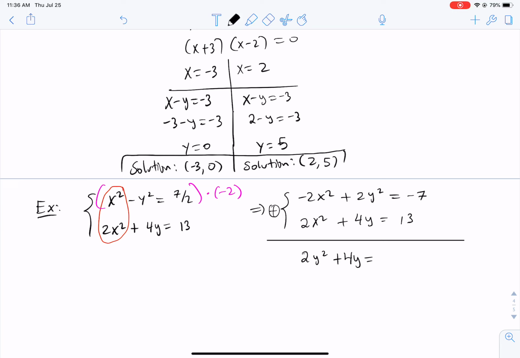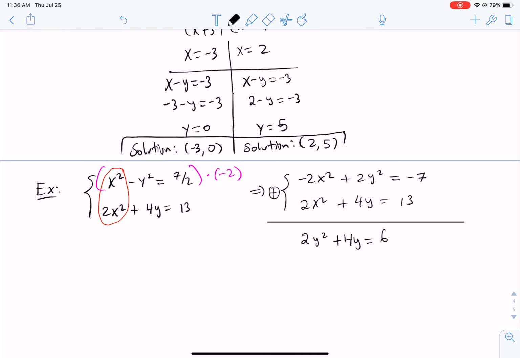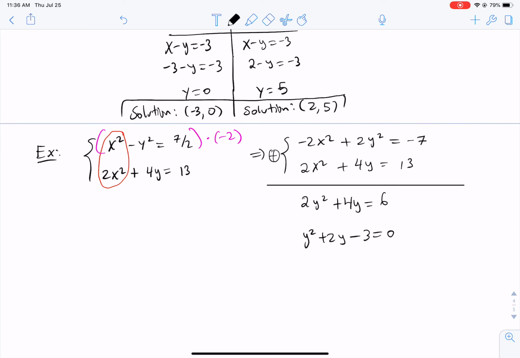equals 6. And then I can move everything to the left side, or I can first divide by 2 if I want to. And I'll get y squared plus 2y minus 3 equals 0. And can I factor this? Positive 3 and negative 1. If I couldn't factor this, I'd just use the quadratic formula, and that would be the way to do it. So this will factor into y minus 1 and y plus 3.